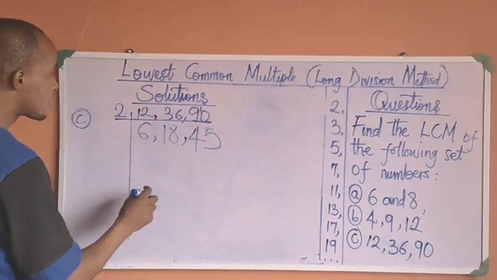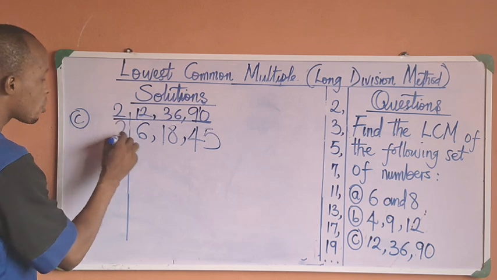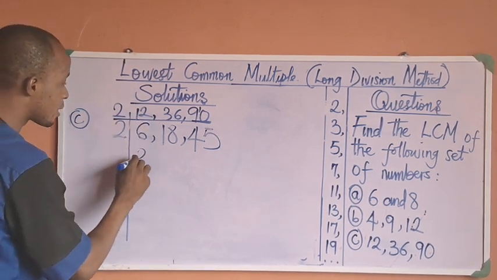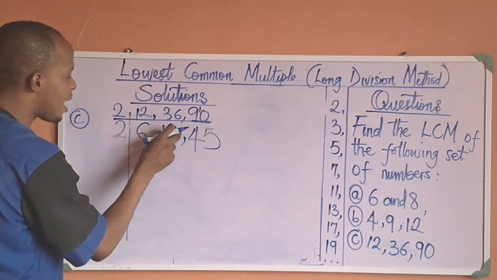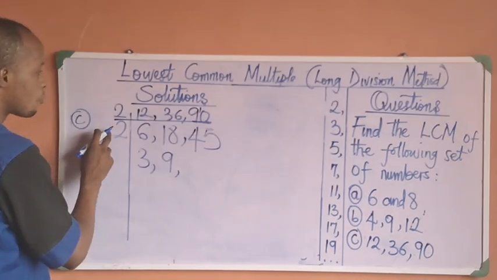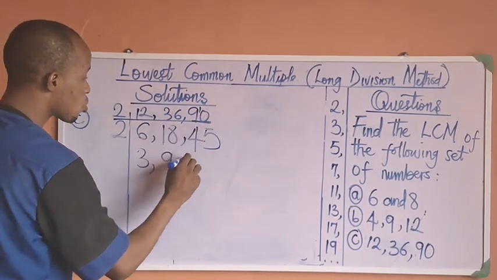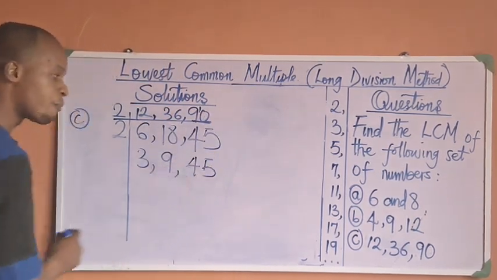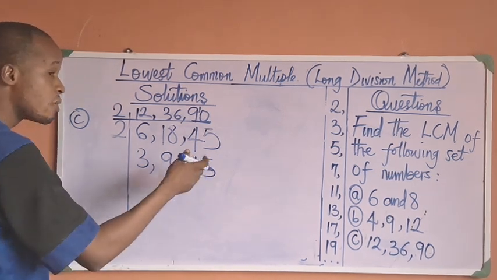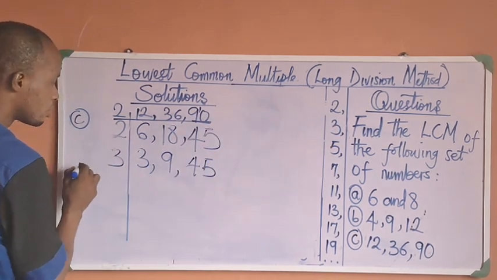Okay, we move to the next division. Let's consider if the same prime factor can divide. Of course it can, because 2 will go in 6 3 times. 2 will divide into 18 9 times. And can 2 divide 45 without a remainder? No, there will be a remainder. So we repeat 45. What next? Can 2 still divide any of the results without a remainder? No. We move to the next prime factor, which is 3.